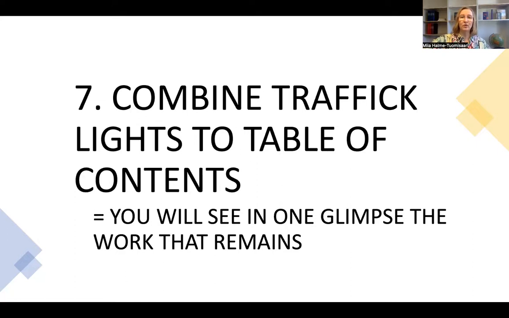After that, what you do is you combine the traffic lights to a table of contents, which means that you will take the table of contents that you printed as one part of this full file that you have now in front of you in paper form, and you will concretely go over chapter 1, 1.1, 1.2. Did you mark that text as green, yellow, or red? And you will combine these marks on the table of contents, which means that in one glimpse, you will be able to see all the work that remains. You'll see concretely which parts of the text are already green, meaning that you don't have to return to them, which parts are yellow, and most importantly, which parts are red and still need to be written in full.